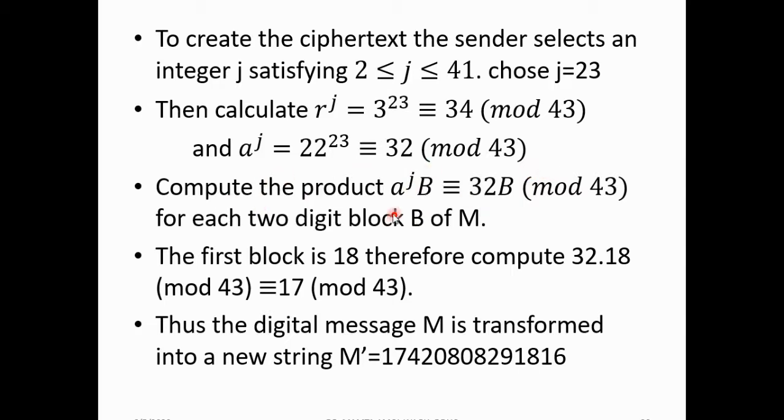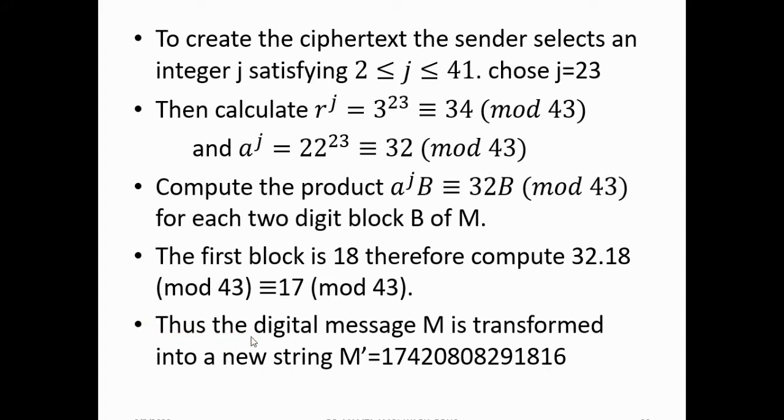Next, compute the product a to the power j into b, which is 32b modulo 43 for each 2-digit block B of M. So the first block is 18. Therefore, we have to compute 32 into 18. So 32 into 18 under modulo 43 is congruent to 17. So your first block is 17.